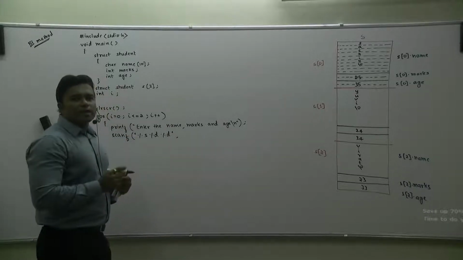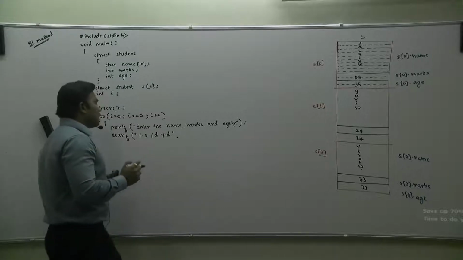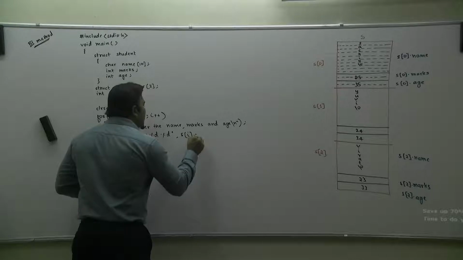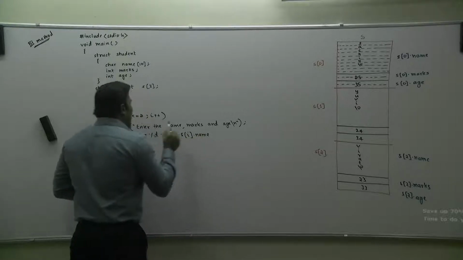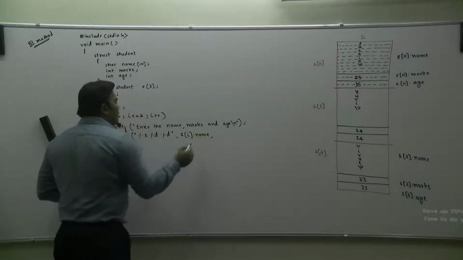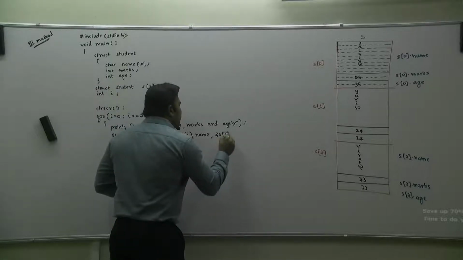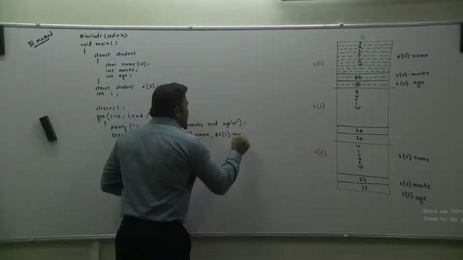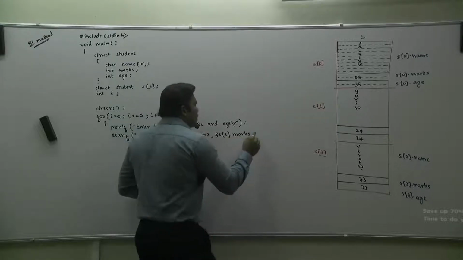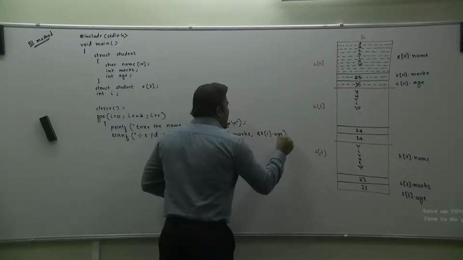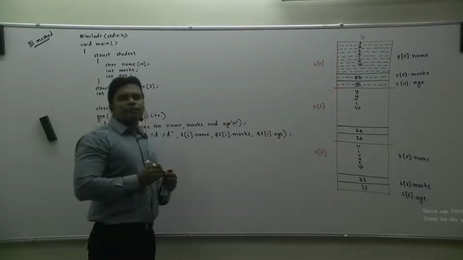Where to keep it, sir, you may ask. %s, first I will keep it in s of i dot name, because name has to be kept in s of i dot name. Second is marks. Where to keep it, sir? Ampersand s of i dot marks. That is where I will keep. Age, where will you keep it, sir? Ampersand s of i dot age. That is where I would be keeping it.